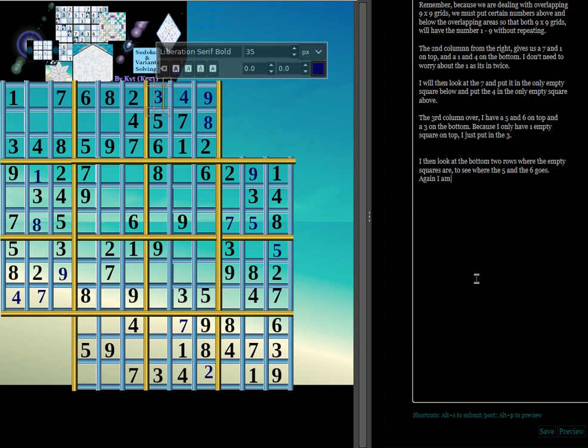Again, I am using the cross hatching technique, a technique I find the most useful in any Sudoku. I see that a 6 is in this row and a 5 is in this row, so I know where to put the 5 and the 6.